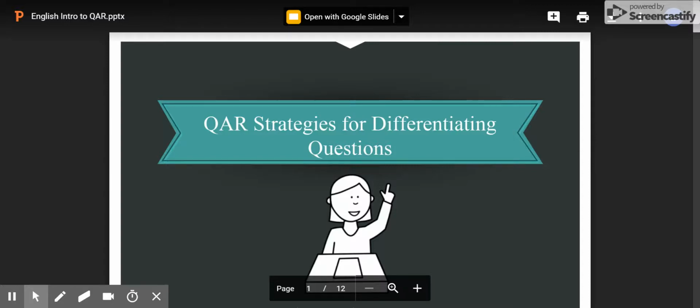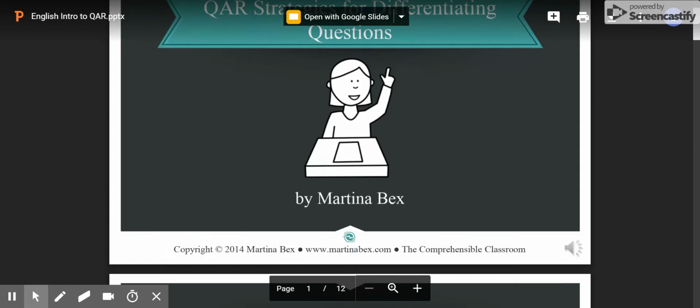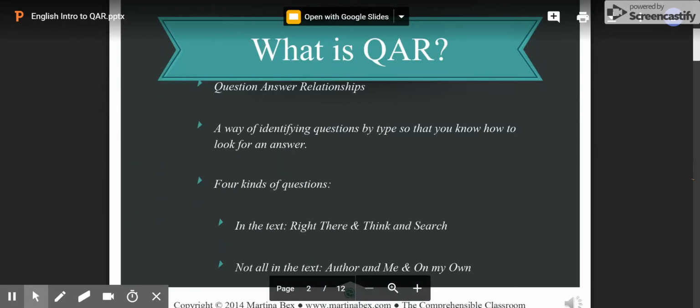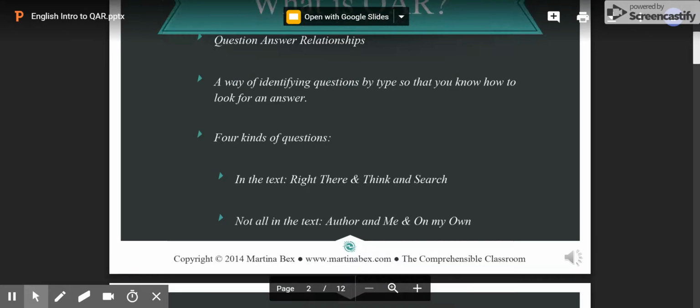This lesson is over QAR strategies, a reading strategy that helps readers develop more in-depth questions over the readings. First, we're going to start with what is QAR, which stands for question-answer relationships. The way we identify questions is by type. And so there are 4 kinds of questions that we can ask.